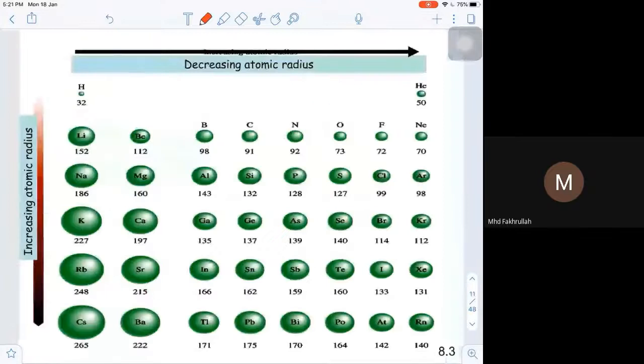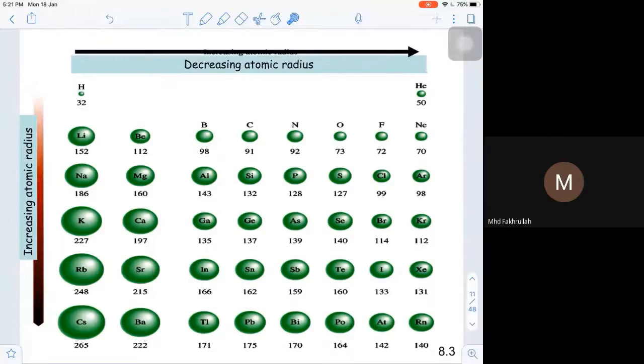It shows the trend. Let's look at the period 2 elements: lithium, beryllium, boron until neon. We observe that the size decreases across period 2. In period 4, potassium until krypton, the size decreases. That is why the trend across the period is that the size, or the atomic radius, decreases. As for group 1, from hydrogen to cesium, we observe that the size increases. Going down the group, the size increases.